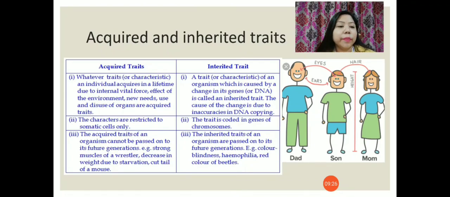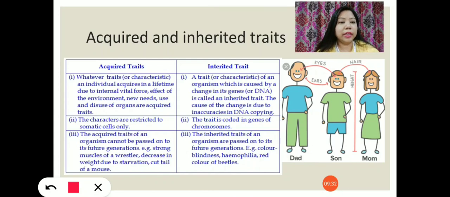Now look at this picture. You'll find that the son has inherited the characters of both parents, from the father and also from the mother. But only one characteristic is being shown. That means either the father's characteristic or the mother's characteristic is expressed. For example, the boy's eye is similar to the father's, but the hair color is similar to the mother's. Similarly, the son's ear is similar to the father's, but the height is similar to the mother's.